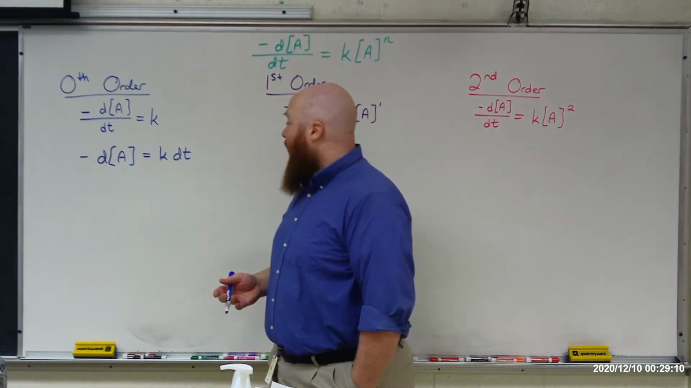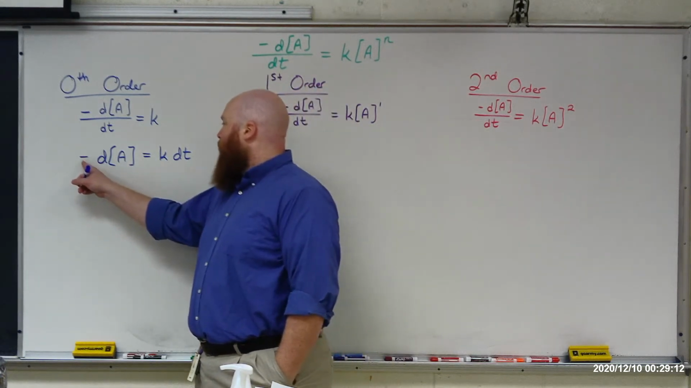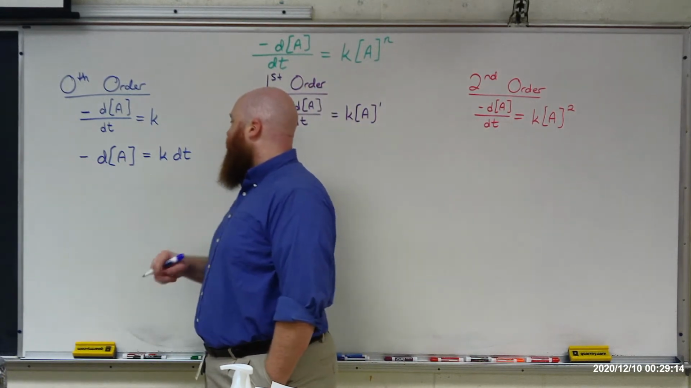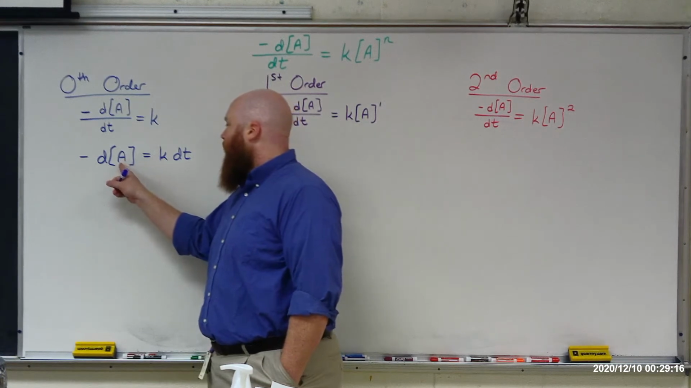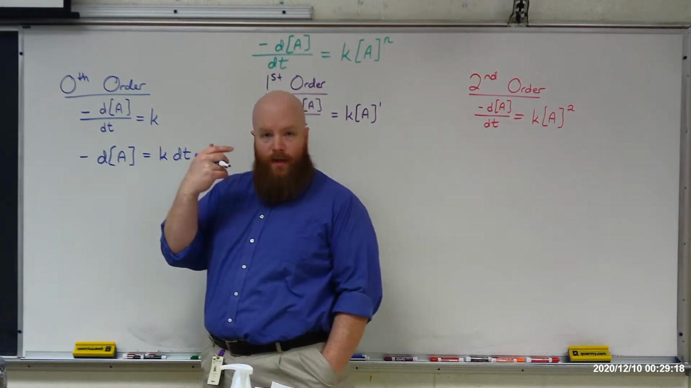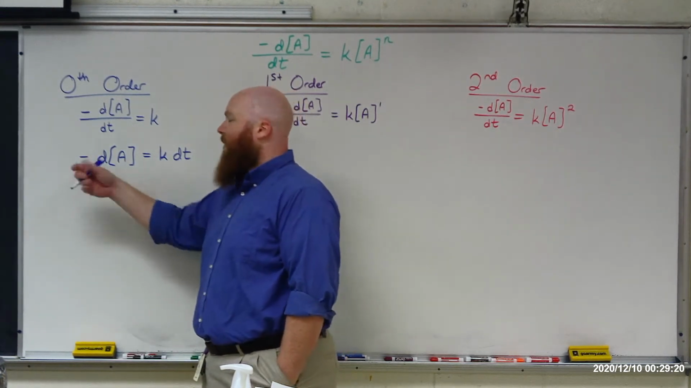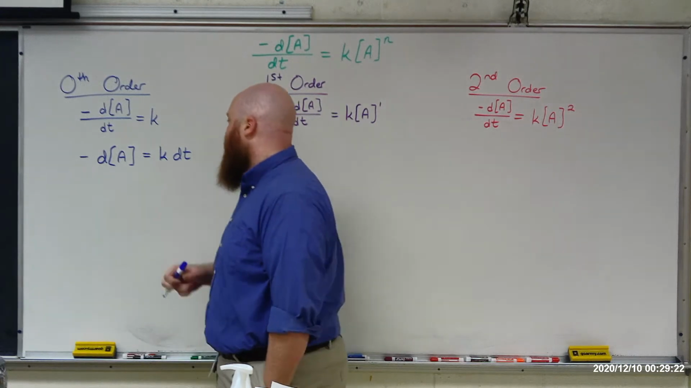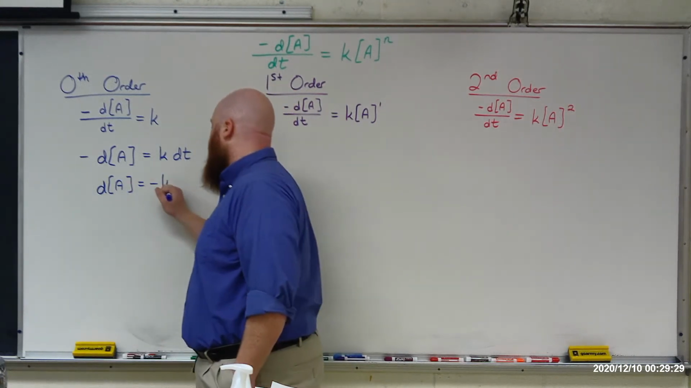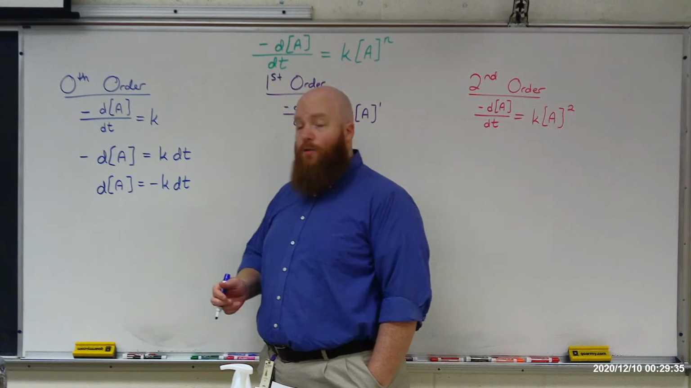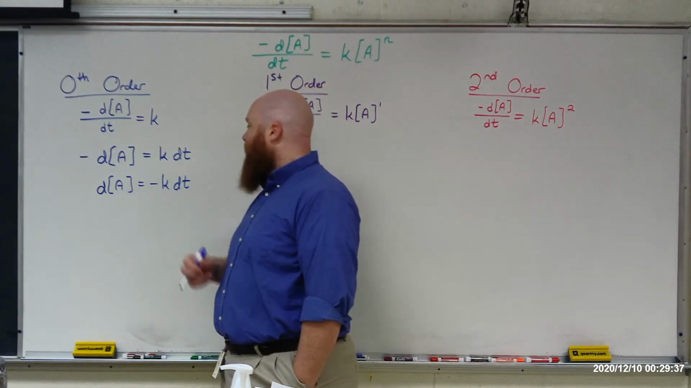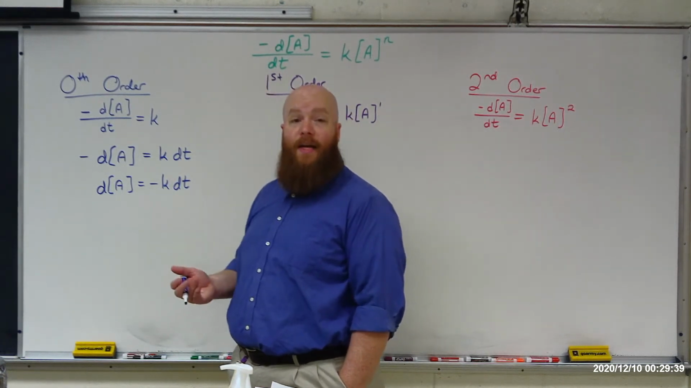And then, while we're at it, we'll also go ahead and remove this negative to the other side because we're trying to find concentration as our dependent variable. So we're going to isolate that as best as we can. Move the negative to the other side. And as a result, we find 2 sides of this that will both integrate very easily.